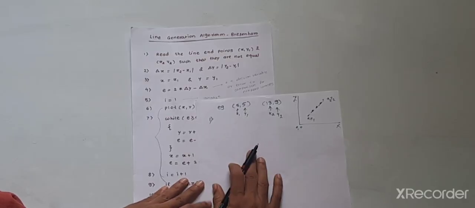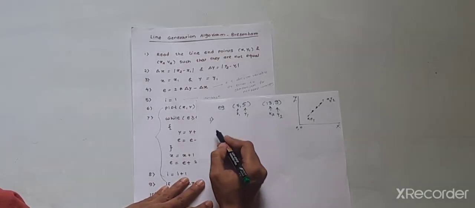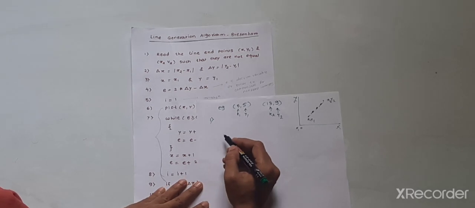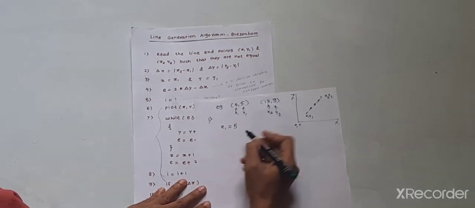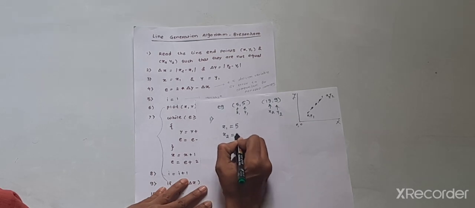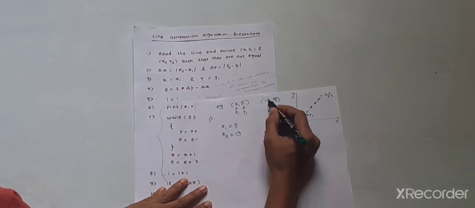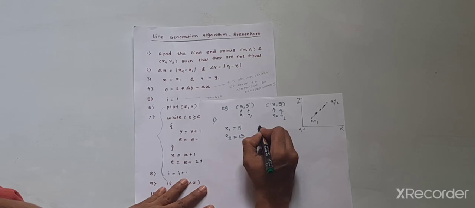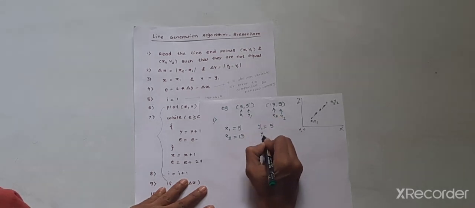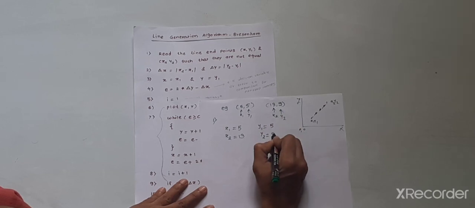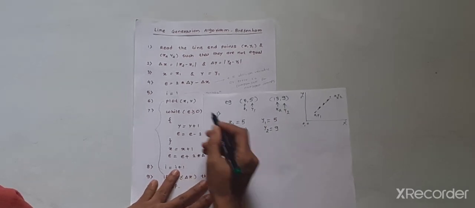So that is our objective or the aim. We want to draw the line. So for that purpose, according to step number 1, here we are saying x1 is equal to 5, x2 is equal to 13. Here we have identified that one. So y1 is equal to 5 and y2 is equal to 9. Now let us move towards the next step.